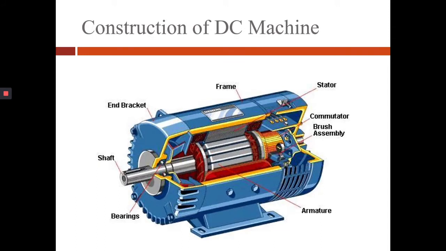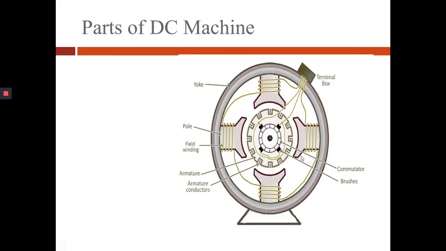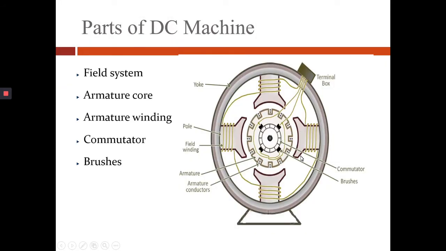This is the construction of DC machine. The center part is shaft. These are the bearings. This is end bracket. This is frame, stator, commutator, brush assembly, and armature. Now we'll see parts of DC machine: field system, armature core, armature winding, commutator, and brushes. This is the cross section of DC machine. The outermost part is yoke.